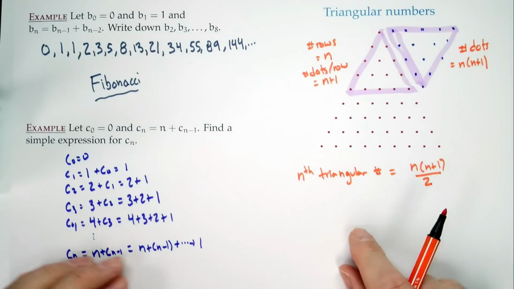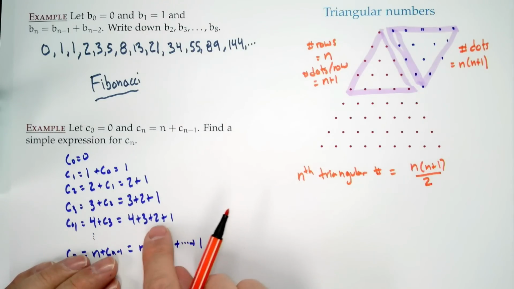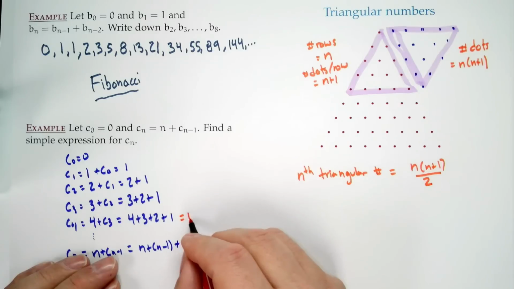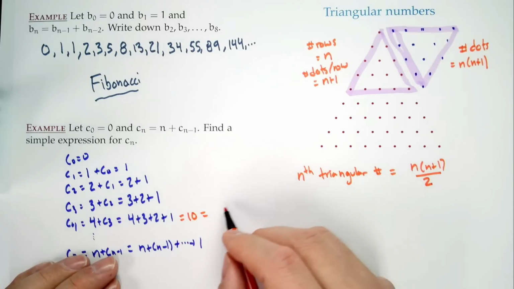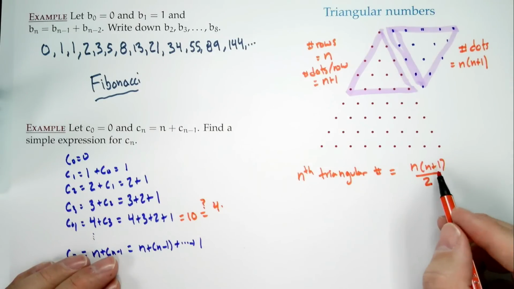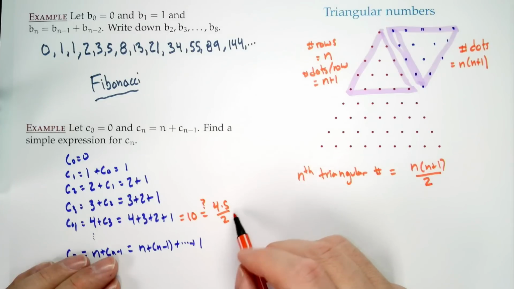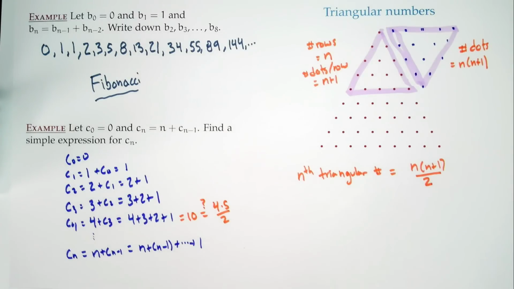Let's check this. So let's see. Here we go. For n equals 4, that should be 4 plus 3 plus 2 plus 1. That's 10. Well, is that equal to 4 times 4 plus 1, which is 5, over 2? Well, that's 20 over 2. Yes, it works. Wow, that's so cool. Yeah, that's a beautiful idea.